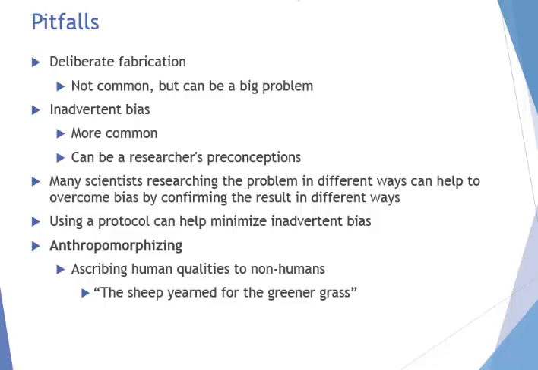And of course, there are many different ways in which you can try to overcome these pitfalls. For example, have many scientists research the problem in different ways. Well, then it's much less likely that the research of an individual or a small group is going to affect it altogether. Also, using a protocol, using a specific series of steps.